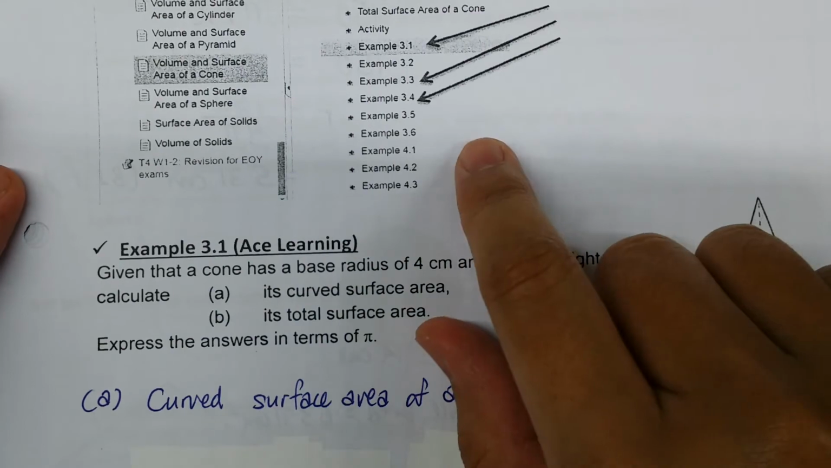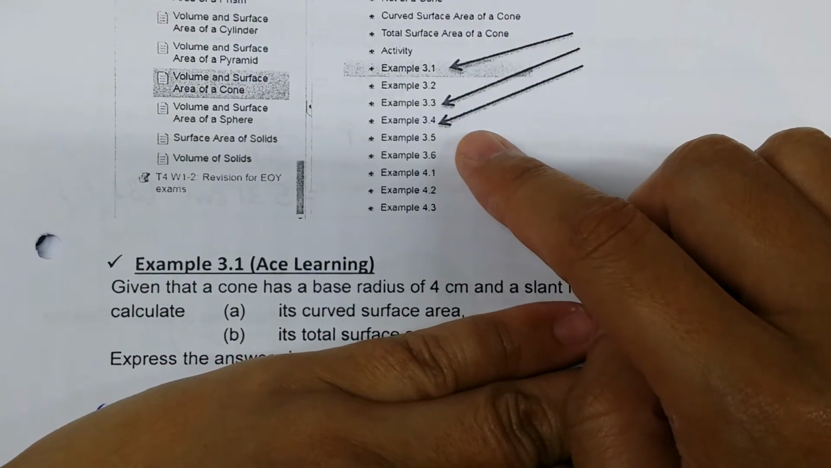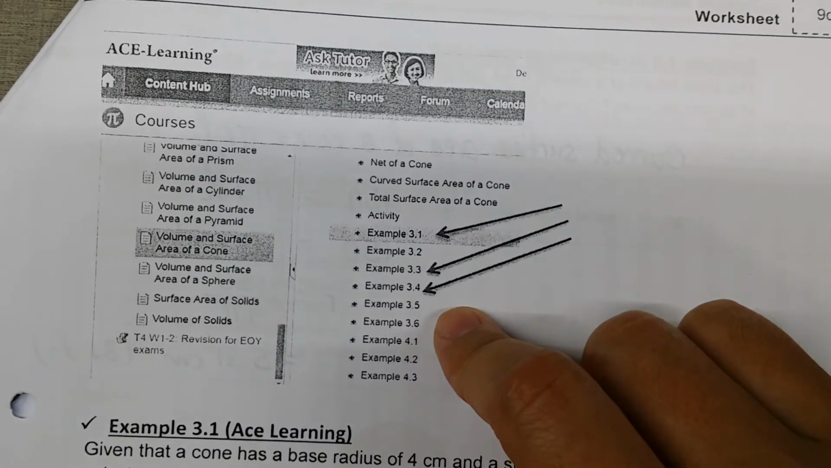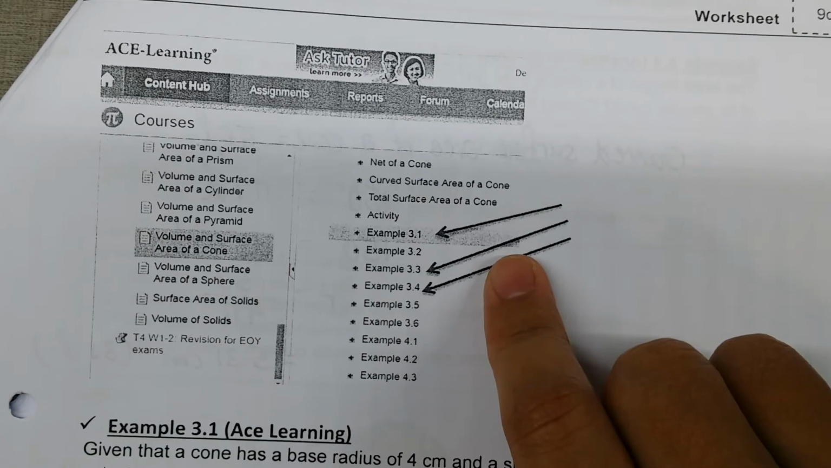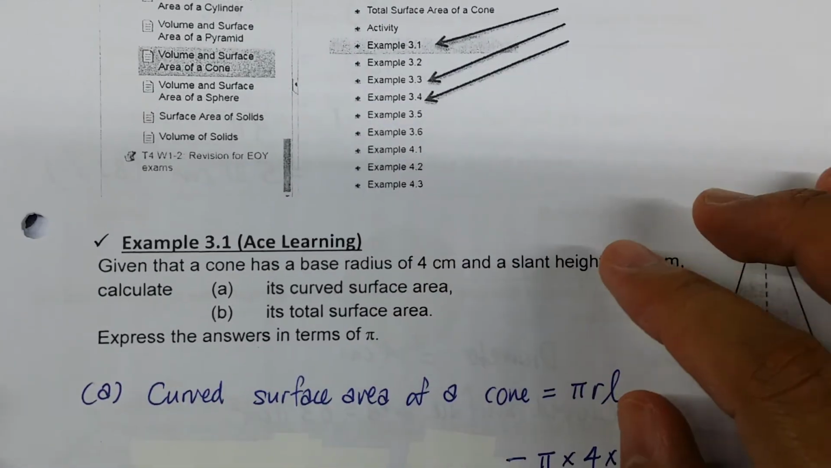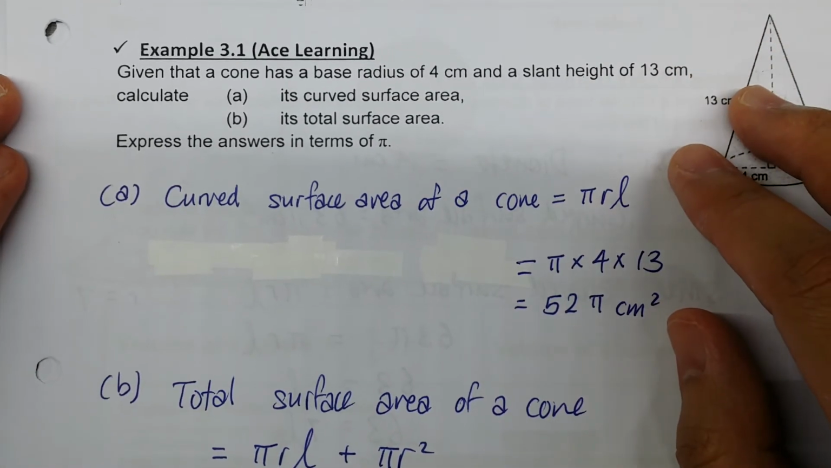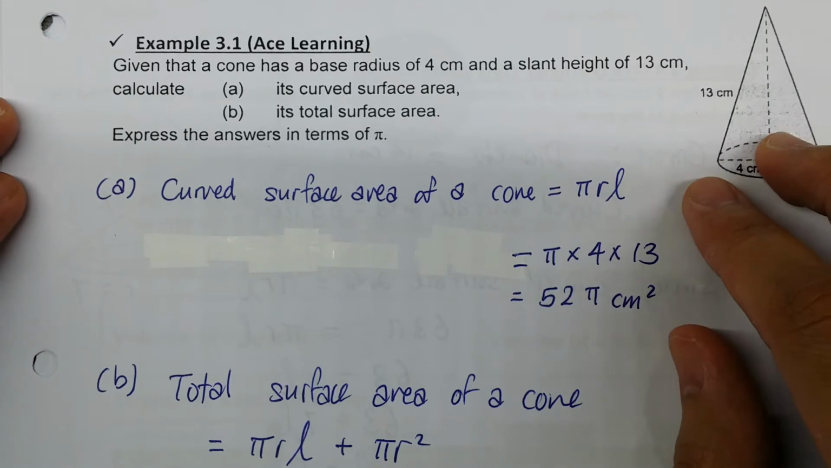So moving on, again, there are 3 examples. Example 3.1, 3.2, 3.3 and 3.4. ACE Learning under volume and surface area of a cone. Please go and look at their example and fill out the blank. Do this question. Example 3.1. Let's check whether you copy correctly or not.